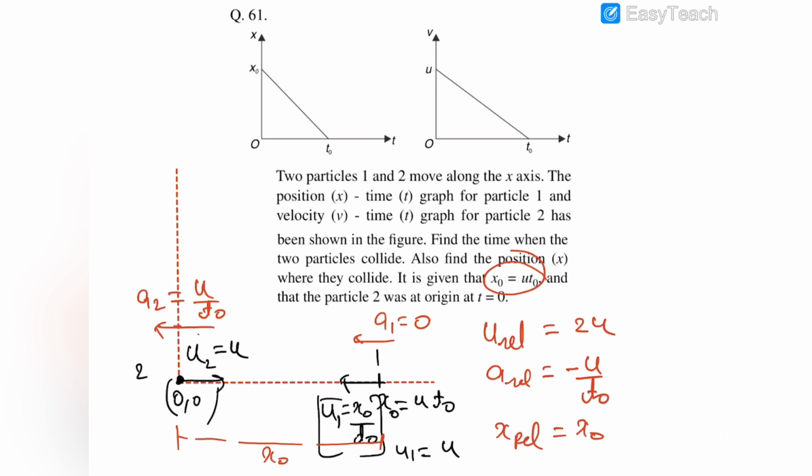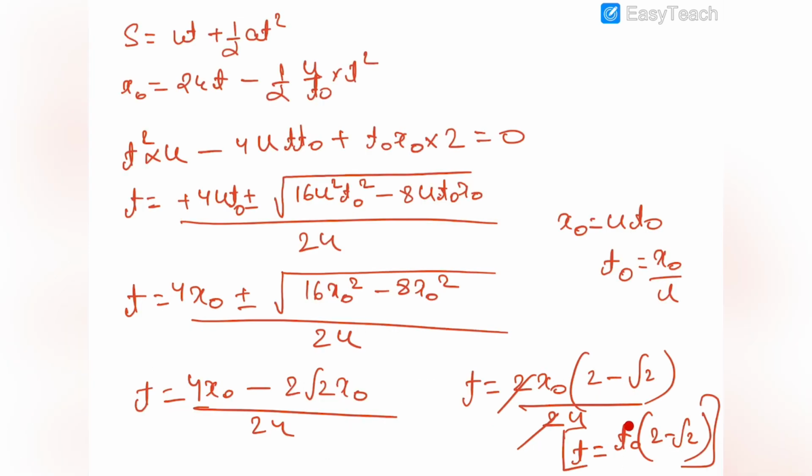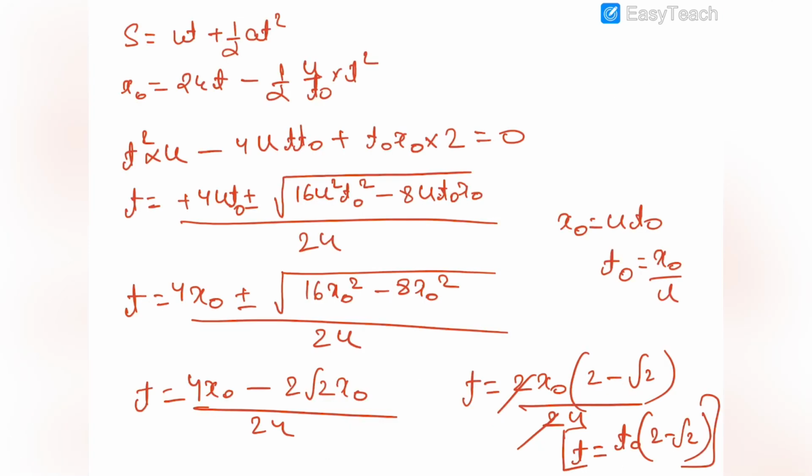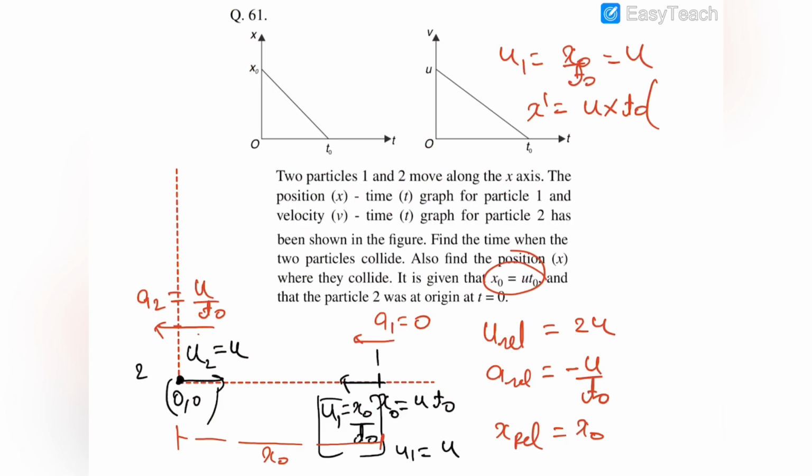So u1 is constant, u1 is equal to x naught by t naught, and it is u. So in this time it would travel a distance of y, let's suppose. So y, in fact, x dash. So x dash would be u into t naught into 2 minus root 2. Okay, so 2 minus root 2. So x dash will be equal to x naught into 2 minus root 2.